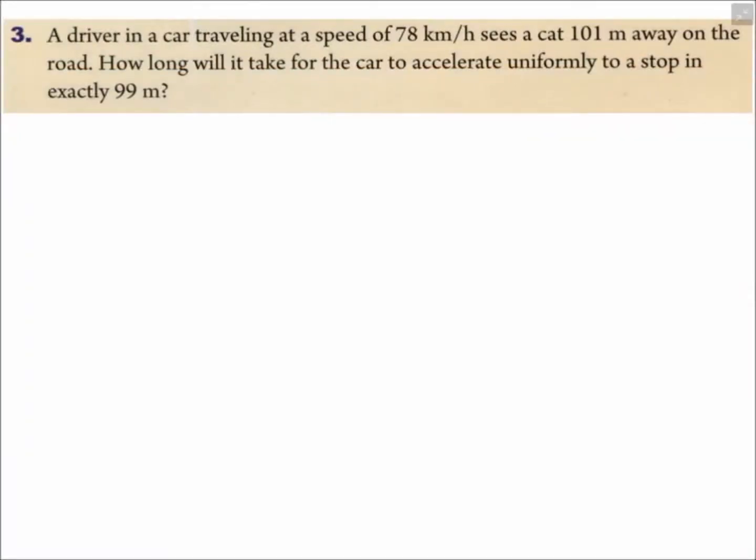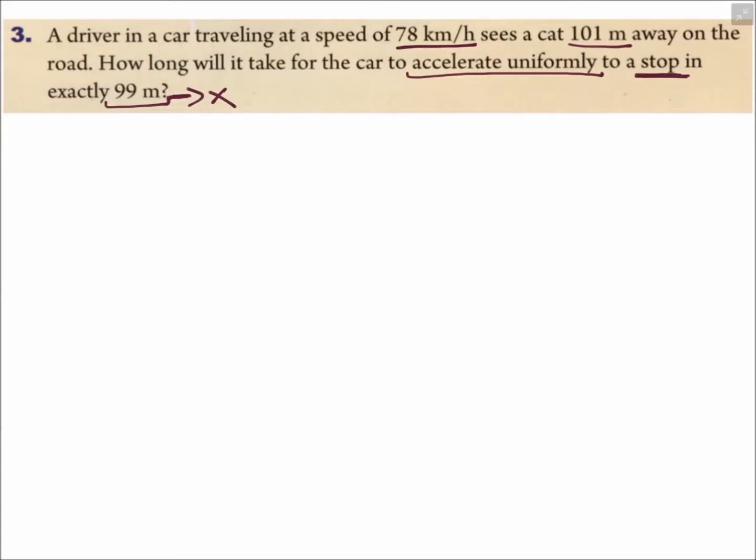Everyone. In this question, it says a driver in a car traveling at a speed of 78 km per hour sees a cat 101 meters away on the road. How long will it take for the car to accelerate uniformly, and it says again, accelerate uniformly, and stop in exactly 99 meters. So that means the car must stop in the 99 meters. So this is x, and it says uniformly accelerate and stop.